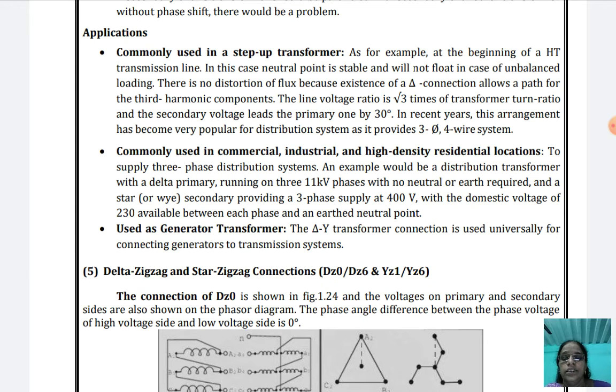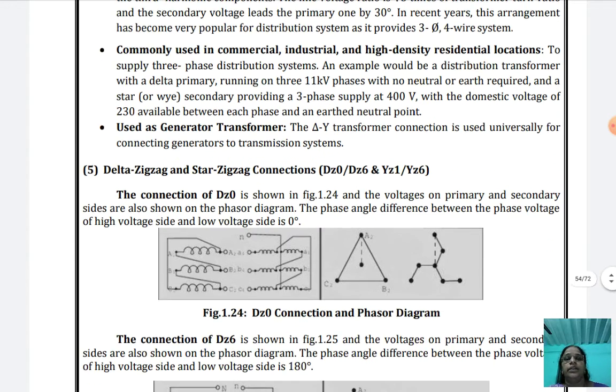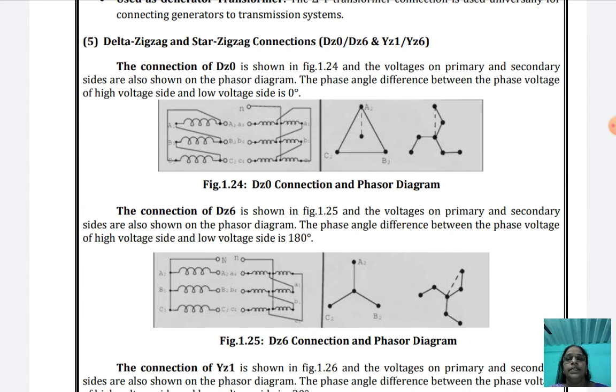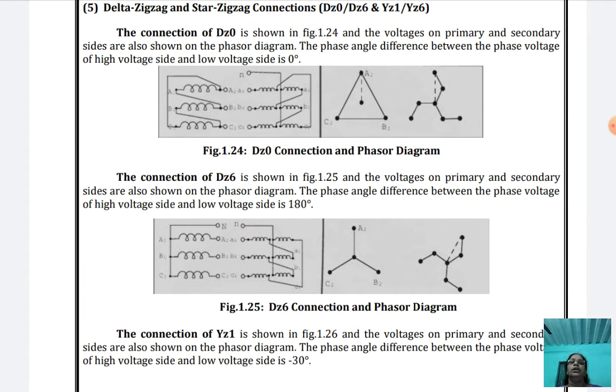And then the next connection is the delta-zigzag connection, and then star-zigzag connection. That's why they write capital D Z0: D means delta, that is the primary. Z means zigzag in the secondary. 0 means the 0 degree phase shift. Similarly, DZ6 means the 180 degree phase shift. Similarly, star Y is at 1, Y is at 6.